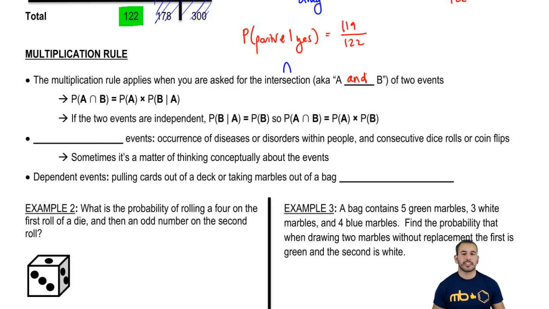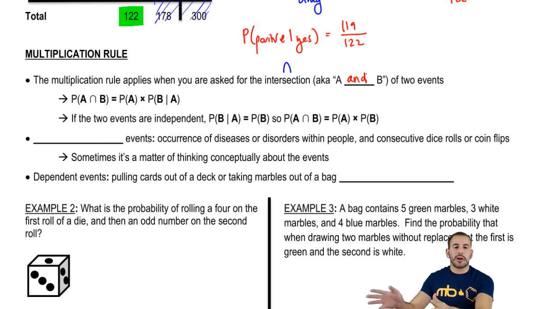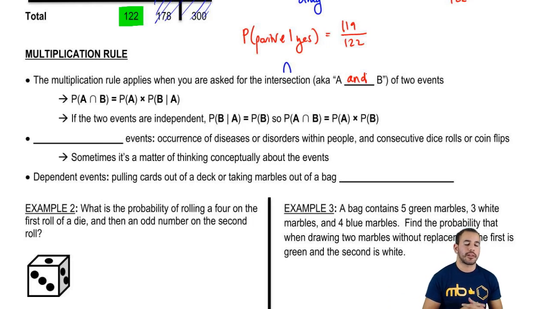Here I have a couple of examples, but sometimes it's a matter of thinking critically about the events that you're talking about. So it's not always very clear cut, like these are all the possible ways you can have a dependent event, and these are all the possible ways you can have independent events. But we'll do a couple of practice problems just to help us hash out what independent really means and what dependent really means.